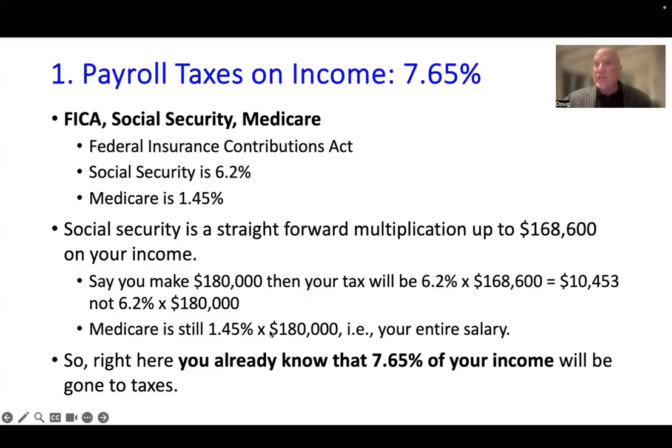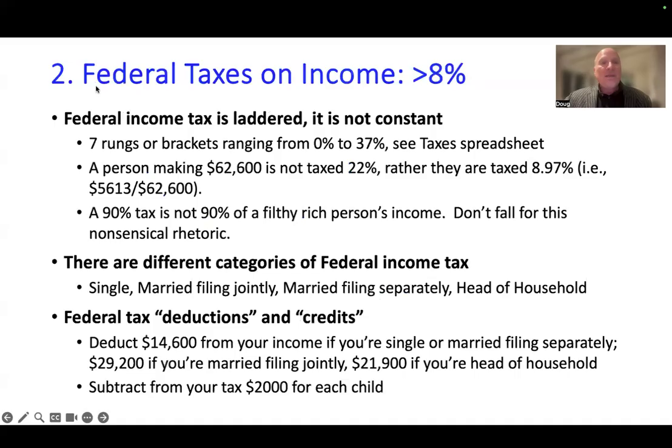Fortunately, of course, your company is going to keep track of all these taxes, but they're very helpful for us to know about as we begin to finance our futures. So right here already, you know with certainty 7.65% of your income, your job-related income, is going to go to this payroll tax to pay for Social Security and Medicare. Next up, let's now have a look at federal taxes on income, and that could be 8% or even higher. So already we're up to 15, 16% in taxes, and we're going to work our way through the federal income tax.